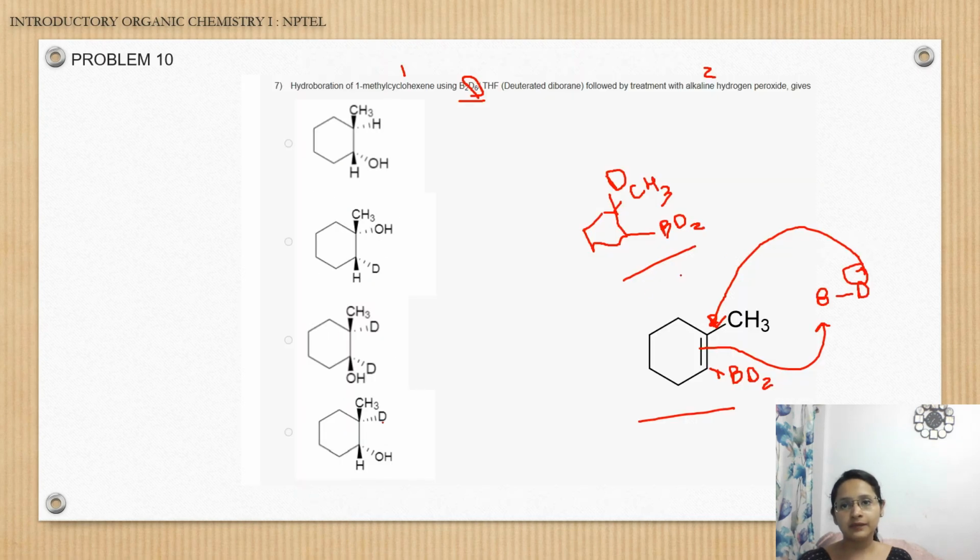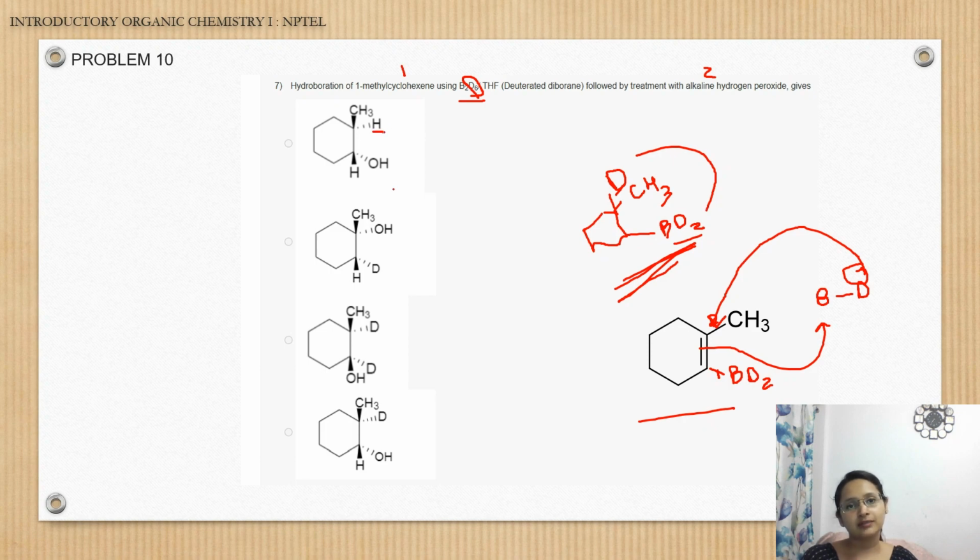So after having this product in hand, now you have to mention the stereochemistry. What will the stereochemistry be? That is the major question here. I have told you that deuterium and this BD2 will be syn to each other. This addition is syn. So you have to figure out the particular substrate which has a syn addition. All the options actually have syn addition, so one by one we will go through them.